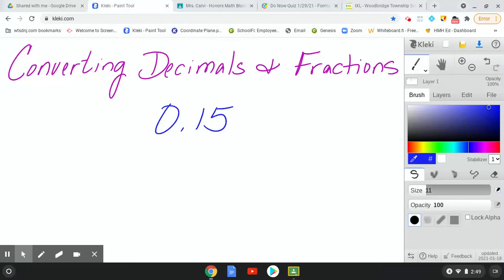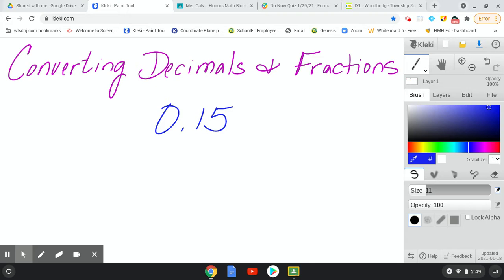Quick review on converting decimals and fractions. So I'm going to start with first converting a decimal to a fraction. I have the decimal 0.15 here. What you want to do is say the decimal using place value, and then what you hear is what you're going to write in either fraction form or mixed number form, depending on what your decimal is.